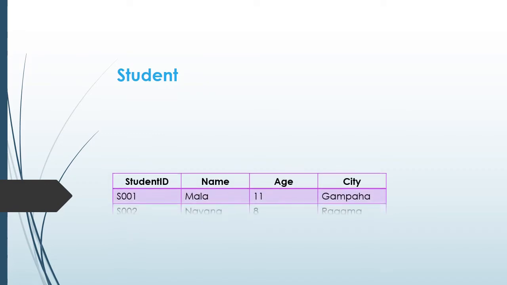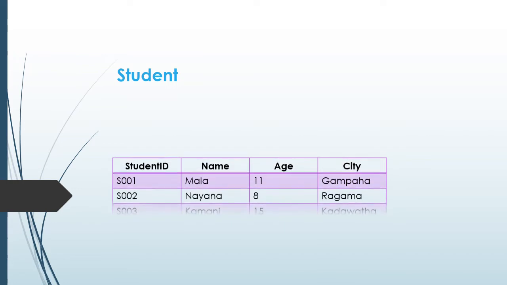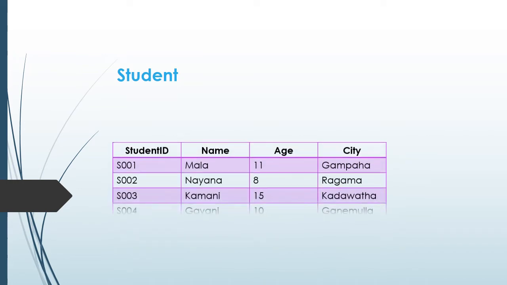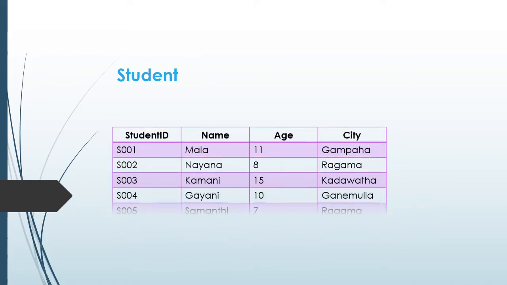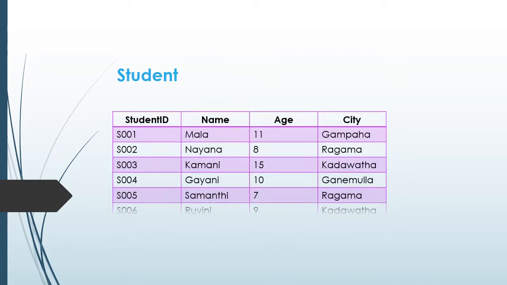This data was retrieved from the student table. The student ID is the primary key of this table. The primary key is a value that uniquely identifies each row in the table. The next 3 columns tell you about the name, age and city of the students.